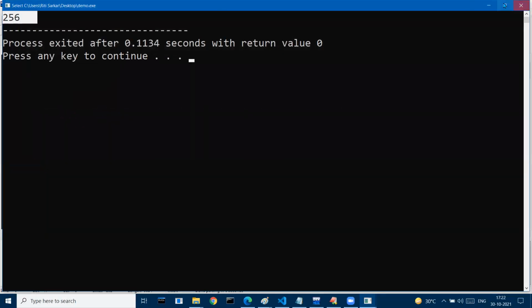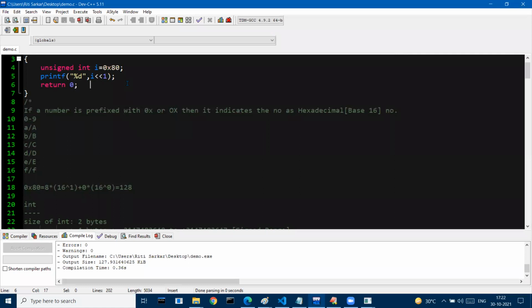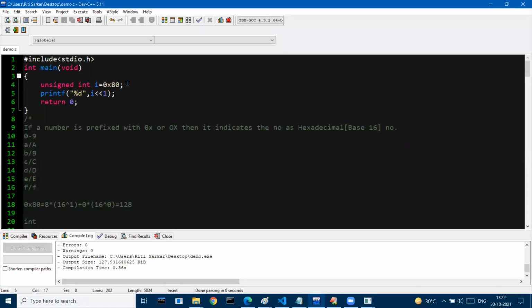Okay, now. So what we have learned from this particular small coding, the coding is very small here, but internally so many things we have learned. First, complete understanding of signed and unsigned. Then hexadecimal number, how it is represented, and if it is written, how to consider.